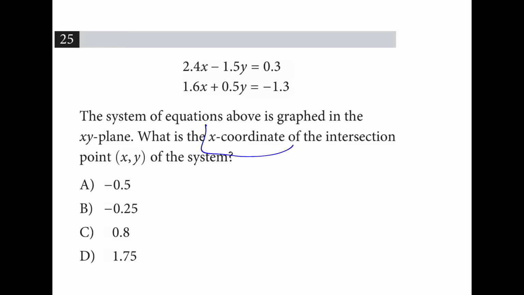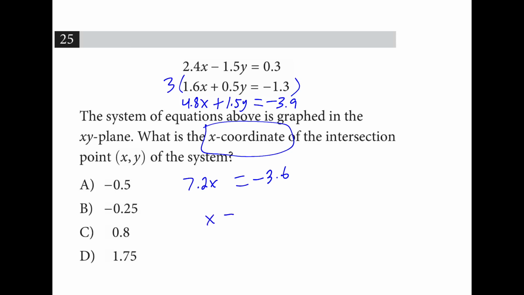What is the x-coordinate of the intersection of these? So I want to cancel out my y's. If I triple the bottom equation, I can use elimination. So this gives me 4.8x plus 1.5y is equal to negative 3.9. So if I add these, I have 7.2x. The y's cancel out, and this is negative 3.6. If I divide, this is going to be negative 1/2.